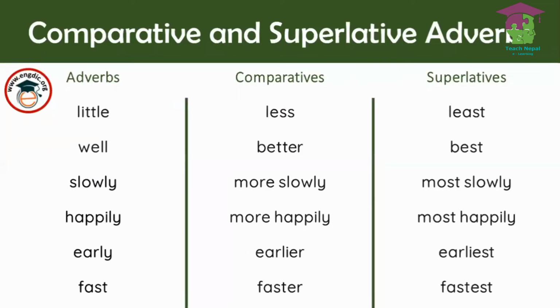So you can see the comparative and superlative adverbs, right? Adverbs also can be comparative and superlative. Little, less and least; well, better, best; slowly, more slowly, most slowly; happily, more happily, most happily; early, earlier, earliest; fast, faster, fastest. All right.